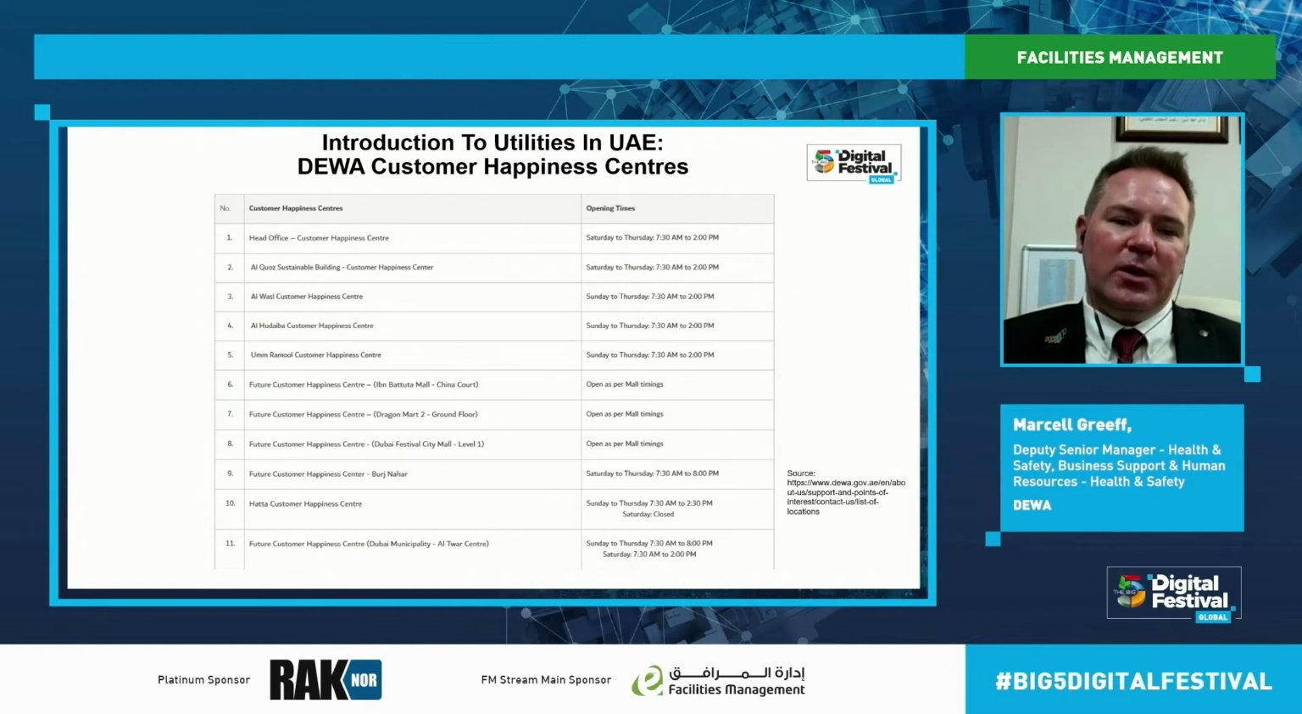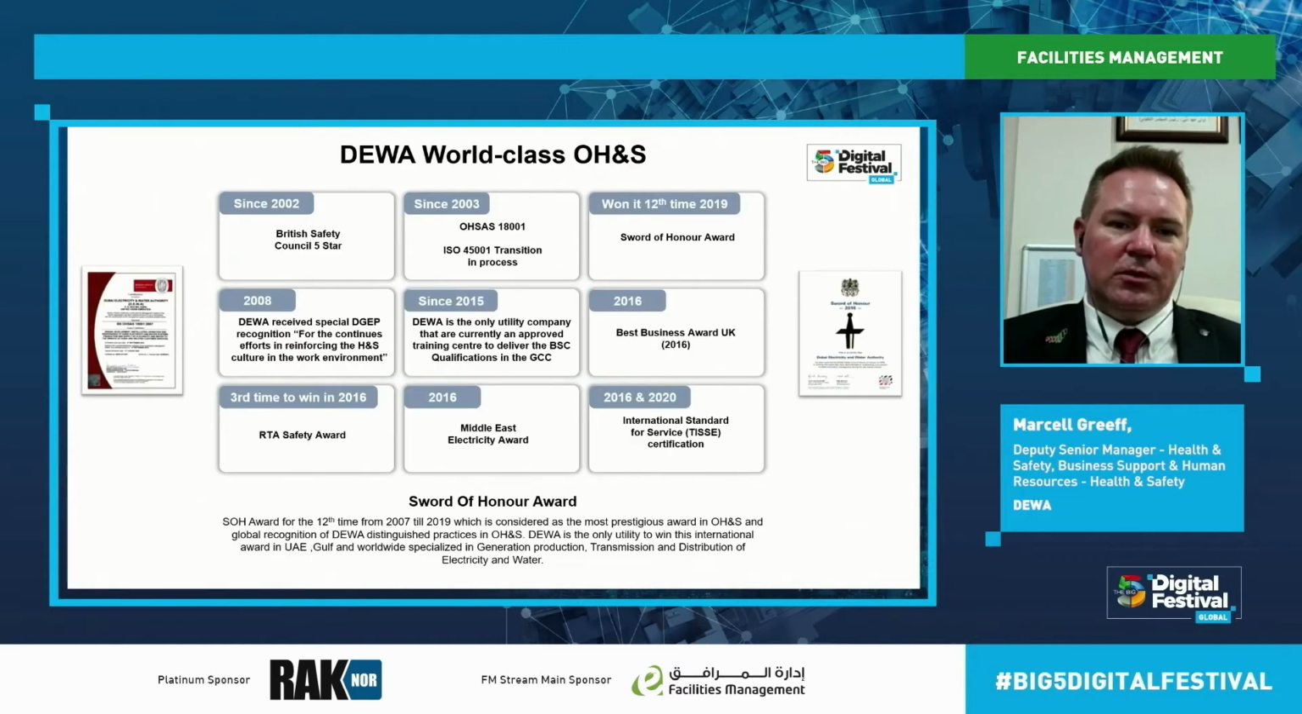DEWA also has 11 customer happiness centers. Some of these are under construction at the moment, but in total there are 11 of them. In terms of health and safety, DEWA is truly world-class. The Health and Safety Department was established in 1995, and since then has gone from strength to strength, winning a lot of awards.